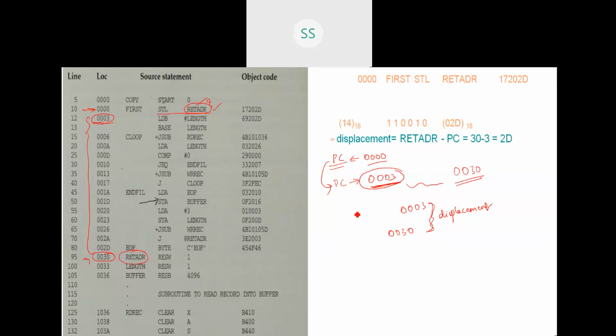Now how do I find the displacement? That means I have to take the difference between the two. Minus ചെയ്താലല്ലേ എനിക്ക് difference കിട്ടാൻ പറ്റത്തുള്ളൂ. That is, I'll have to do 30 minus 3. Okay, so what is the answer? Now you have to remember 30 is in hexadecimal and 3 is also in hexadecimal.